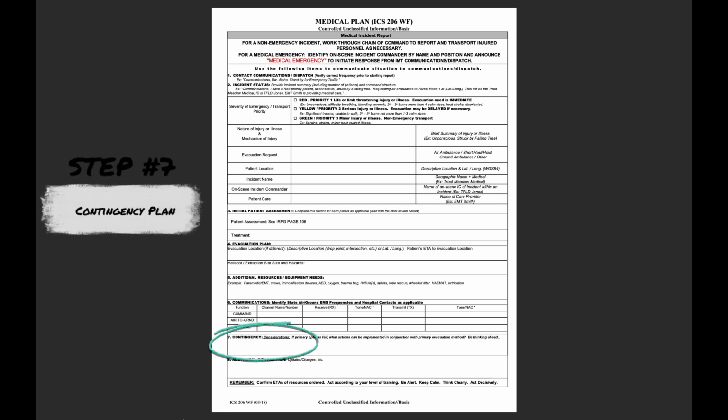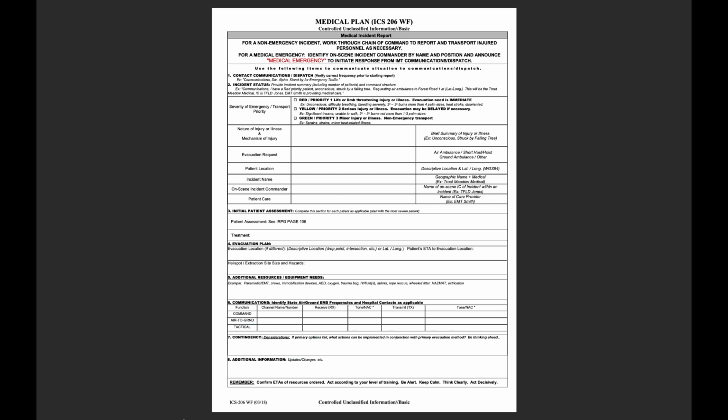Number 7, your contingency plan. Should your primary plan not go as you thought, you requested an air ambulance, however none are able to respond, they're too busy, the weather's bad, or the LZ doesn't work, communications is going to let you know, and you should be ready with your contingency plan to transport the next way possible, either via ambulance or some other means of transport. So this is going to go here.